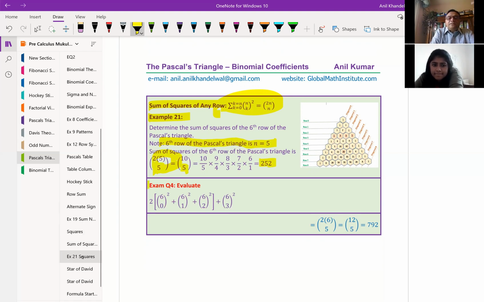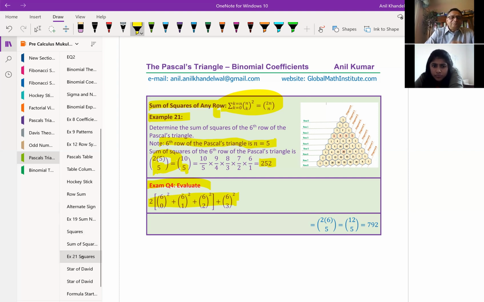And here is another examination question, which is 2 times, and within brackets, we have the squares of these coefficients, which is 6 choose 0, 6 choose 1, 6 choose 2, all 3 squared, plus 6 choose 3 whole squared. You need to evaluate this particular expression. So how will you do it? That is another question for you to try at the end of the video.